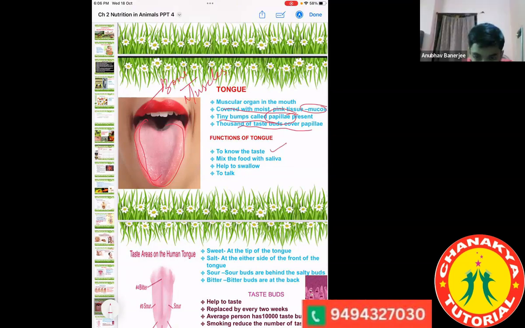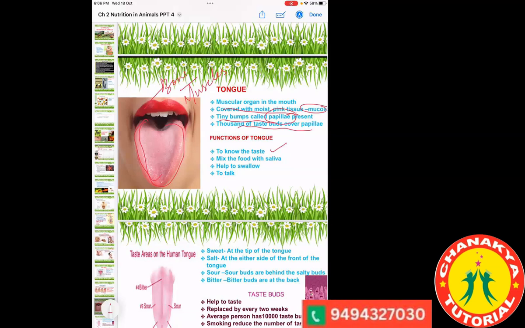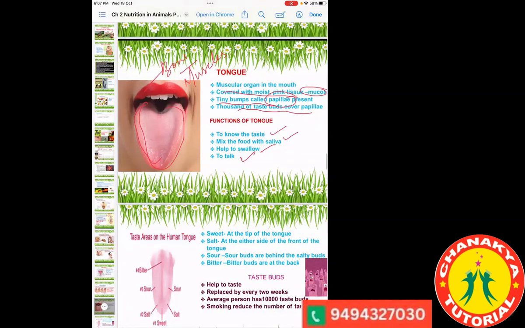Now, the function of the tongue is to know the taste: bitter, sour, sweet. Then to mix the food with the saliva. With the help of the tongue only, we mix the food with the saliva. It also helps to swallow the food. Imagine if we didn't have the tongue, we would not be able to swallow the food, grind the food, or mix the food with the saliva. And to talk, the most important thing, with the help of the tongue we usually talk. Whatever words we want to say, the tongue also has to move along with us. So to talk, the tongue is useful.